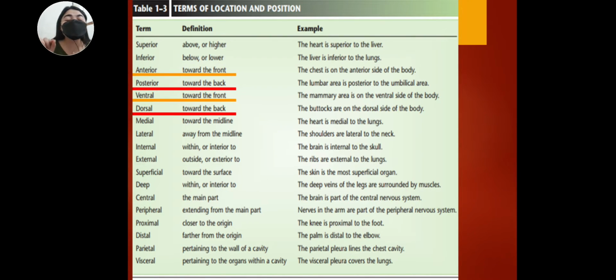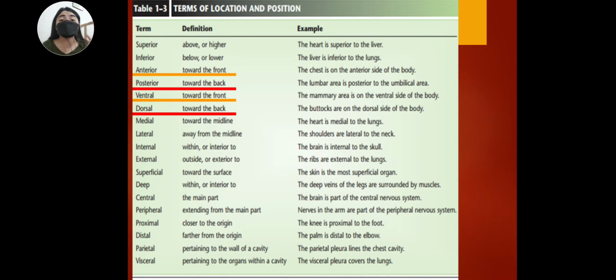Okay? Next, we have dorsal. Dorsal is toward the back again. For dorsal, the buttocks are on the dorsal side of the body. Or your gluteal for the term. Your gluteal is on the dorsal, meaning to say toward the back, nasa likod.